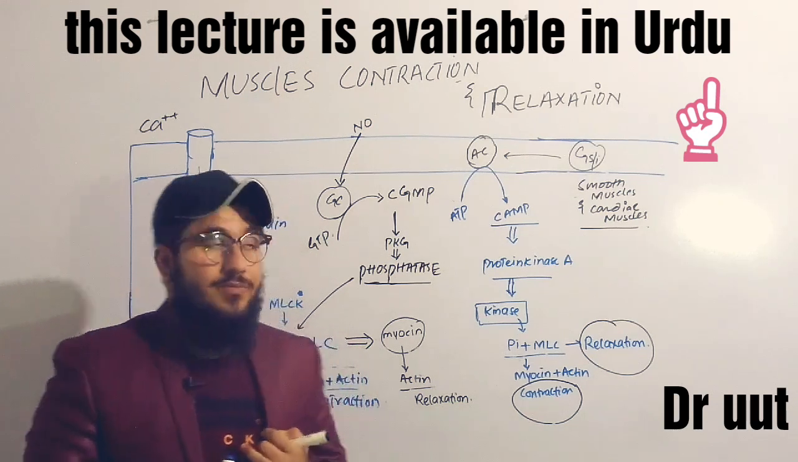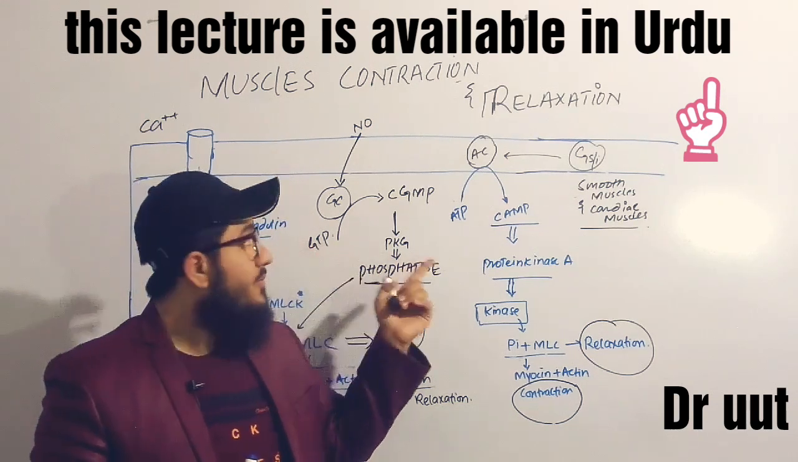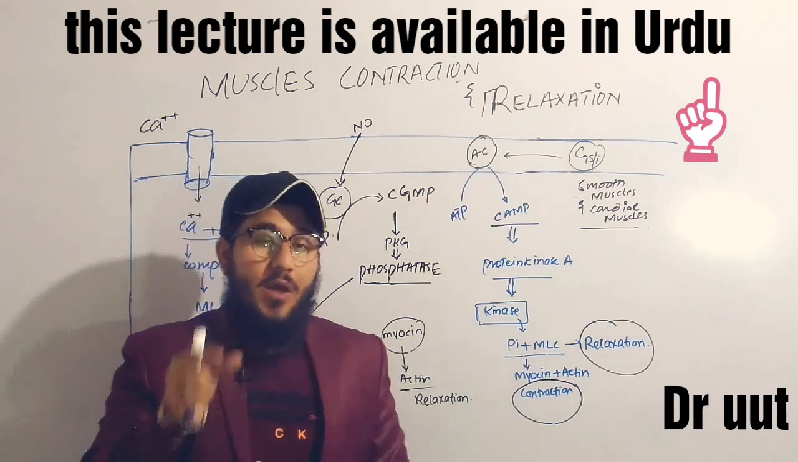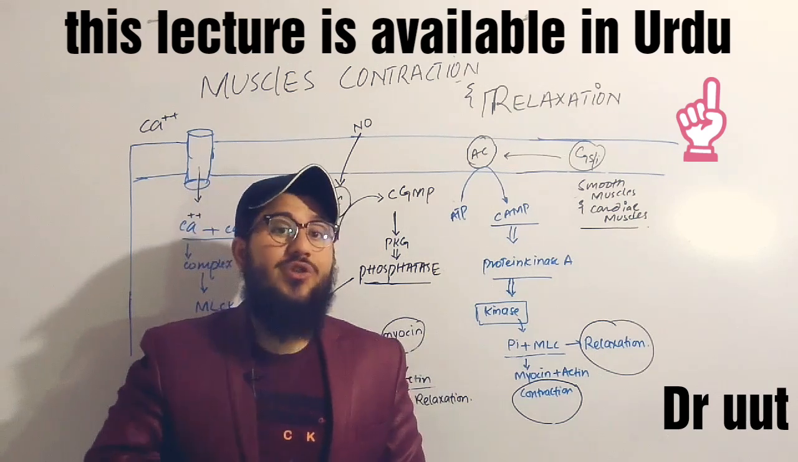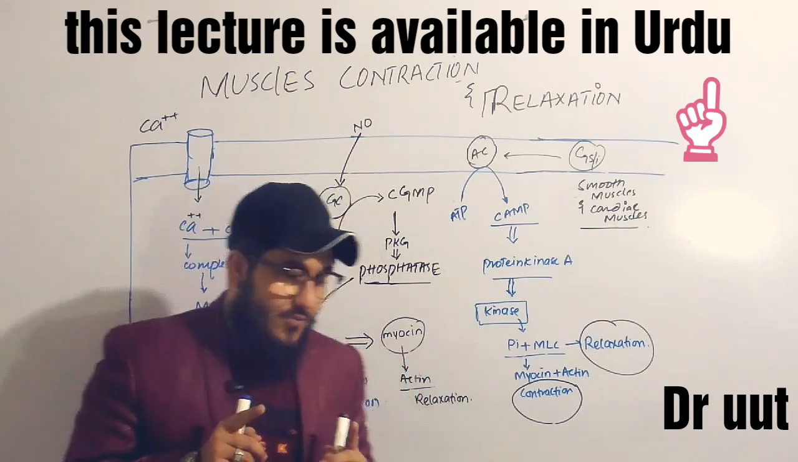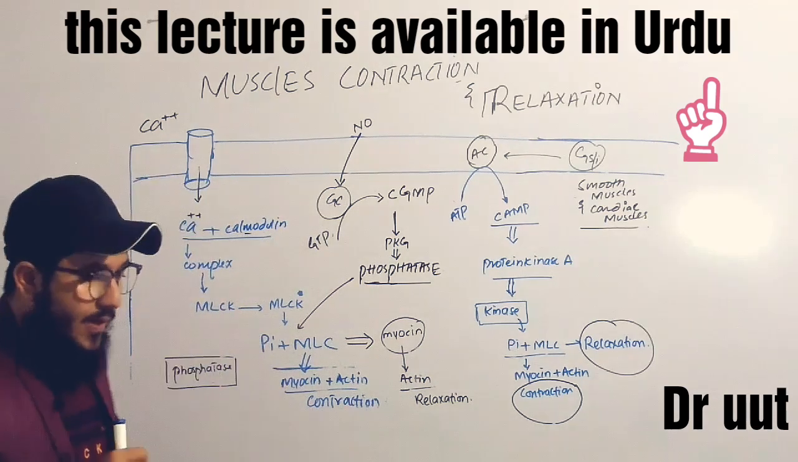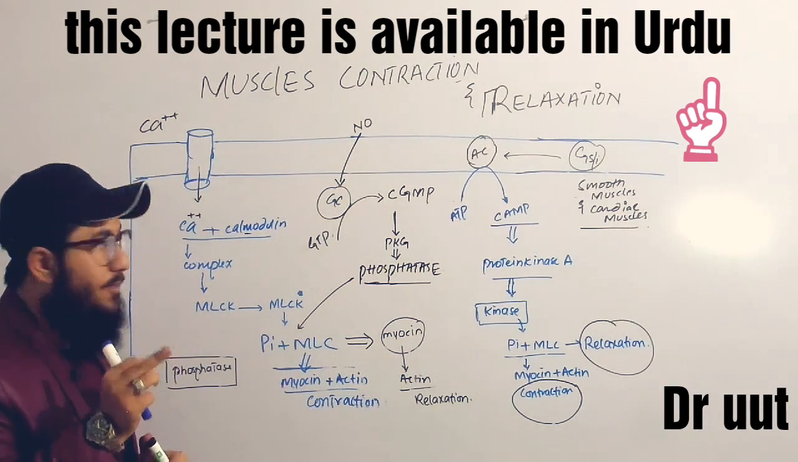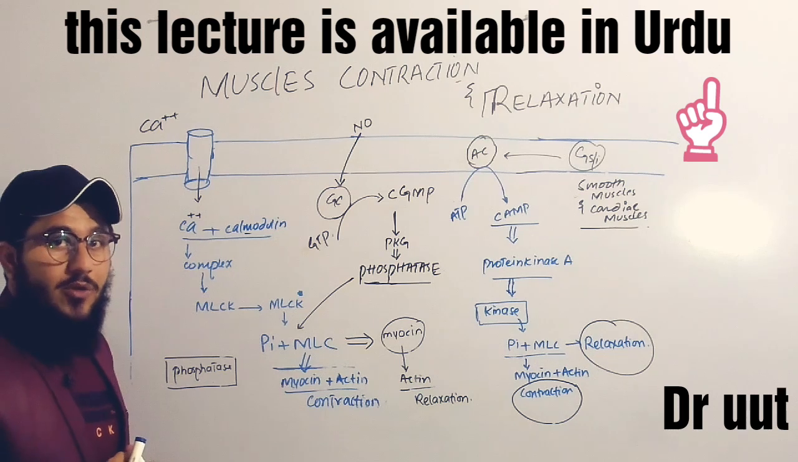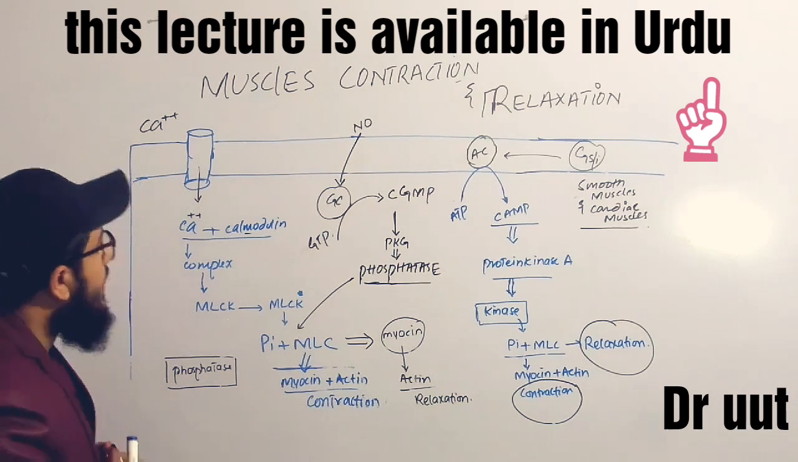The effect of calcium, nitric oxide, and cyclic AMP on smooth muscle contraction and relaxation. Coming to the point, calcium. It is the very element that is responsible to cause the contraction.